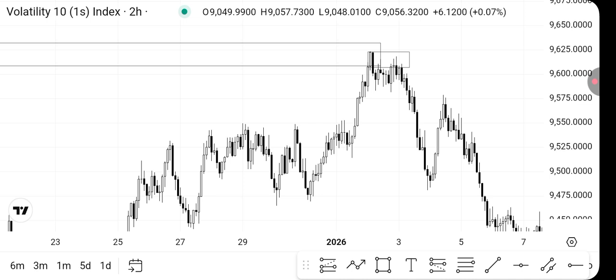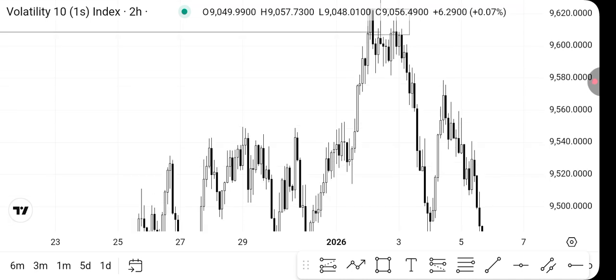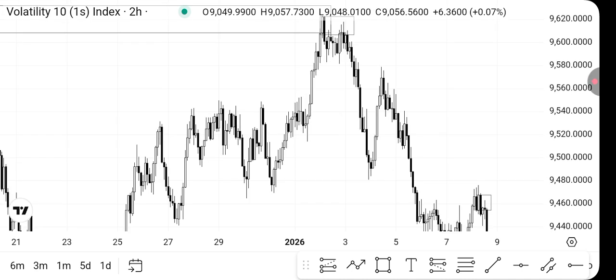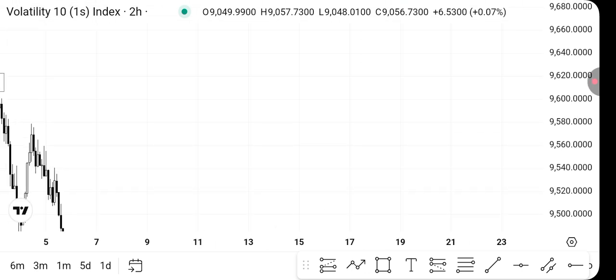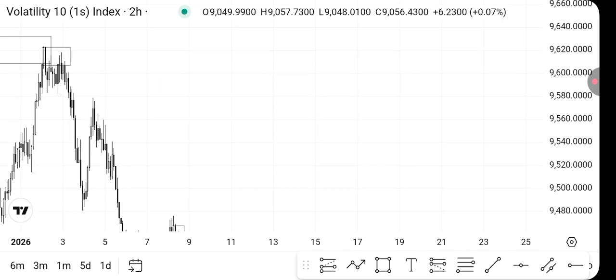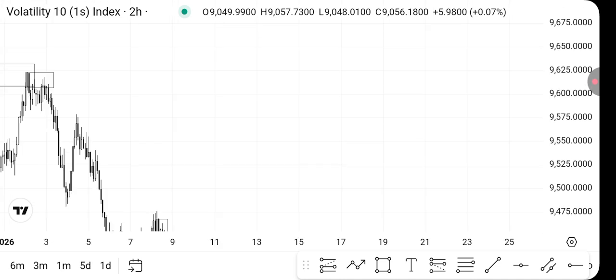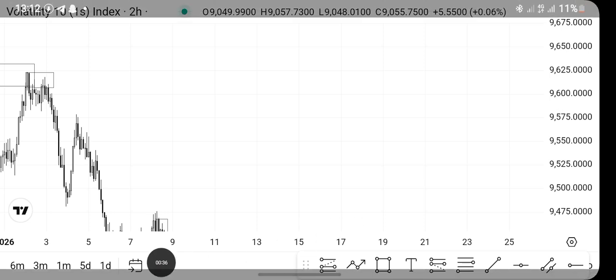Understanding complex synthetic structure 102. In this video, we'll be looking at structure generally, inducement and engineered liquidity, which I call immediate sweep. So it won't be long. Let's just look at this.